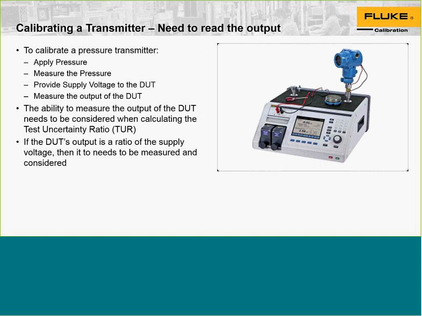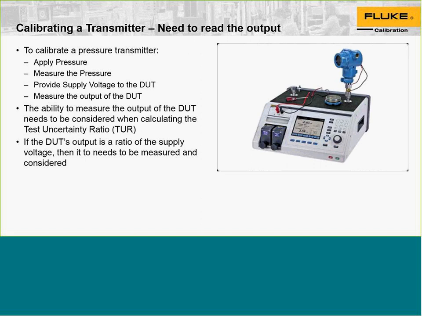The device under test output is a ratio of the supply voltage. If its output is X number of millivolts per volt of supply voltage provided, we need to measure the supply voltage as well, and get that measurement capability in our system as well.